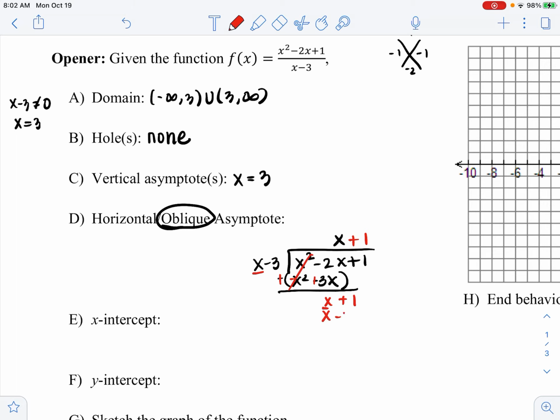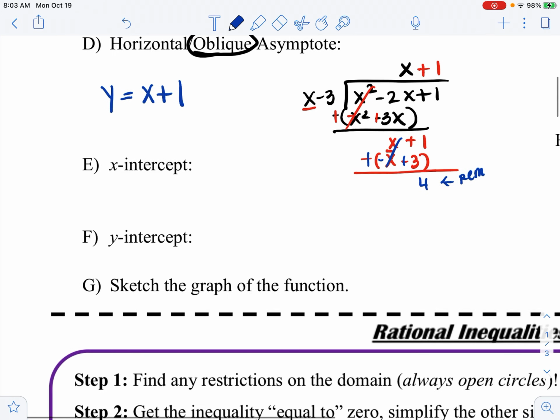All right, now I'm looking at this and saying, what do I multiply this by to get this? That's 1. Distribute your 1, that's x minus 3. And subtract off of that polynomial. Those cancel, and I get 4 here, which is just my remainder. Okay, and remember, you disregard the remainder. Okay, so where's my oblique asymptote? That's the line y equals x plus 1.